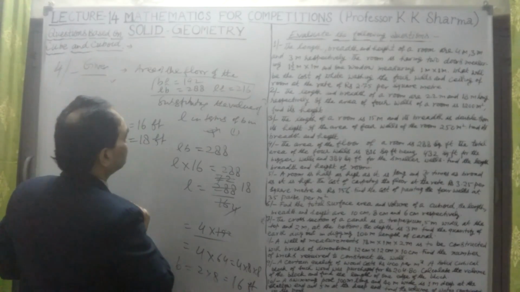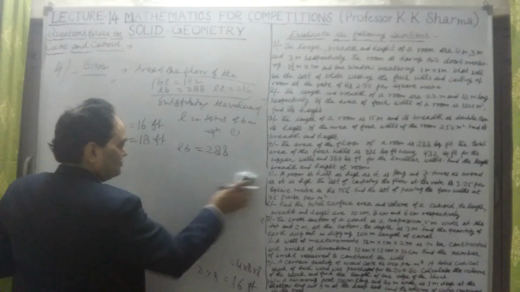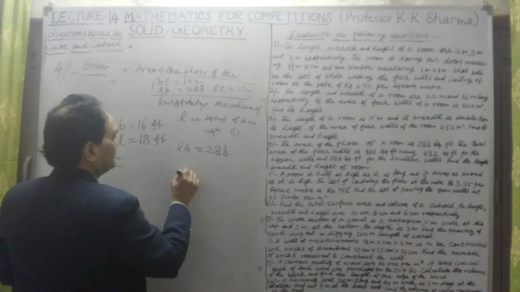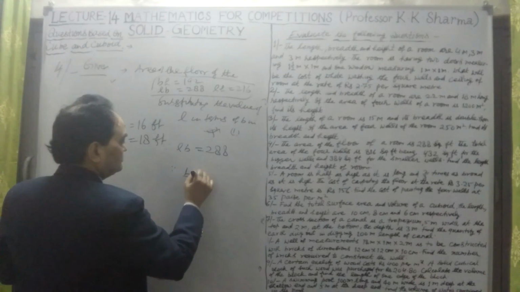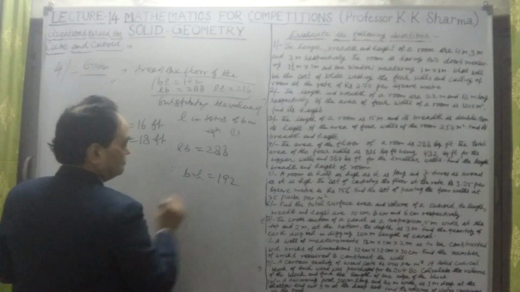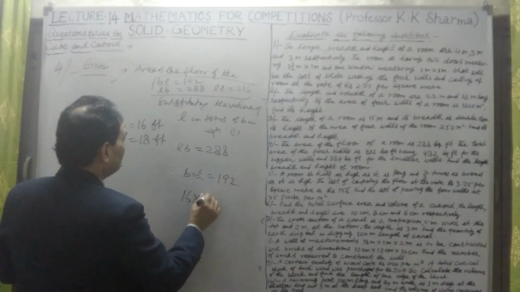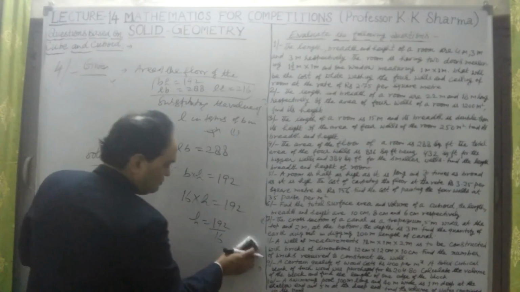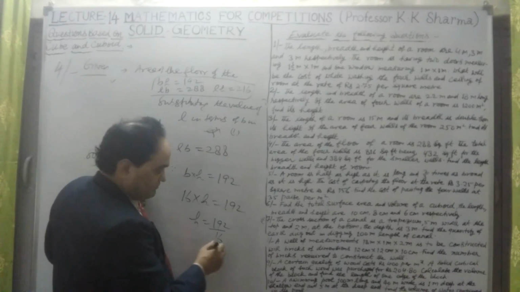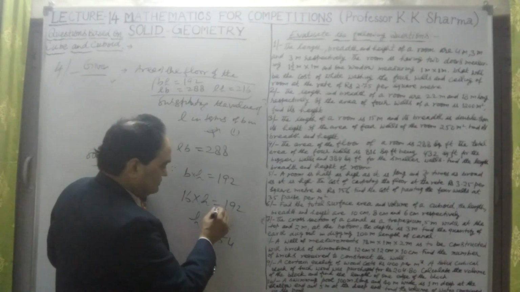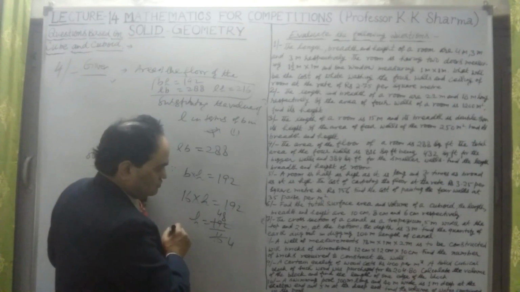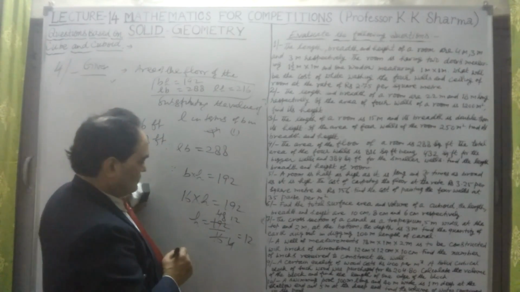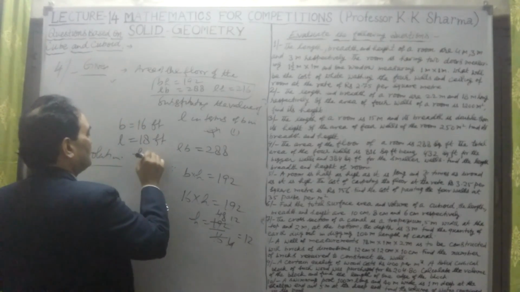This is the length. What is the height then? Now B into H is 192. From any of those equations, we can calculate the value of H. Since B into H equal to 192 and B is 16, 16 into H equal to 192. Therefore, H is equal to 192 upon 16. Cancelling by 4, we get 12 only. So H is equal to 12 feet.